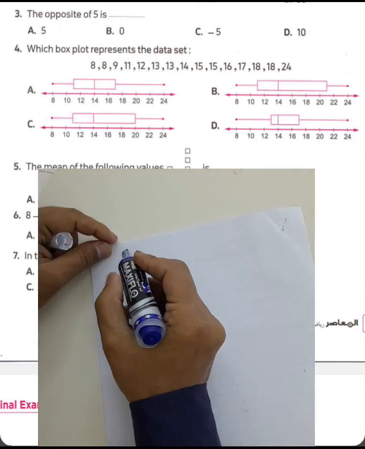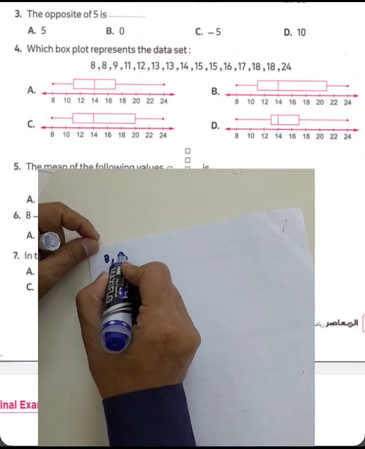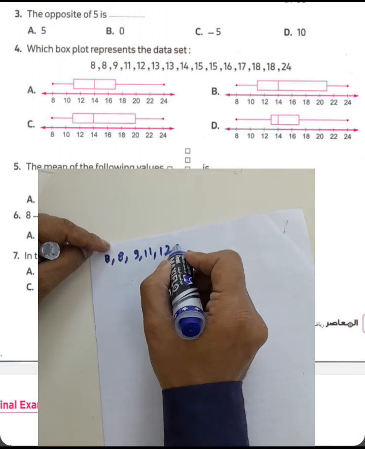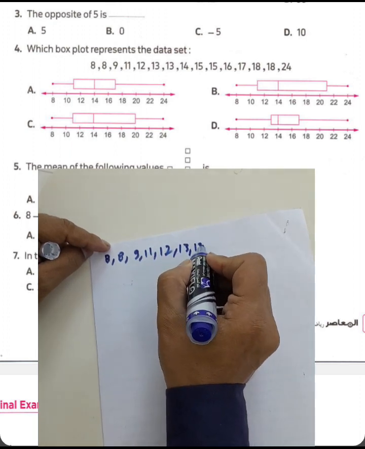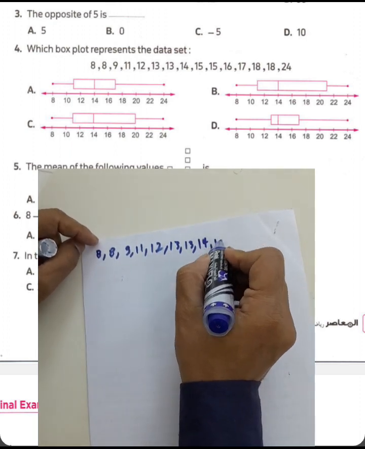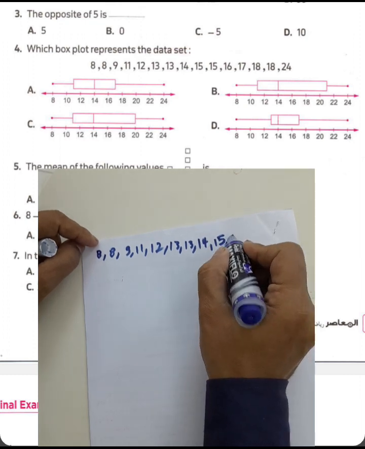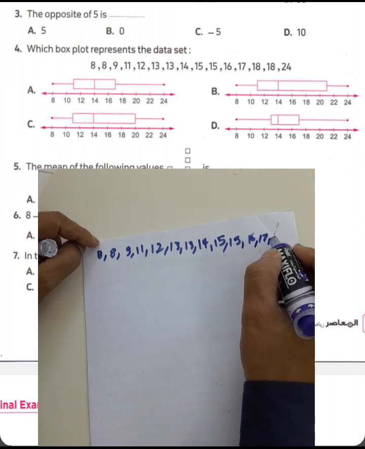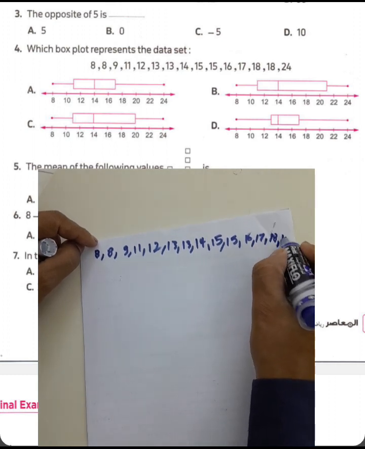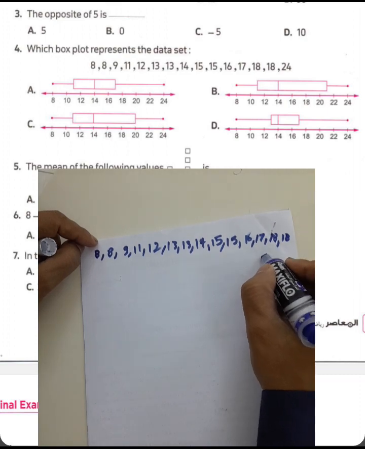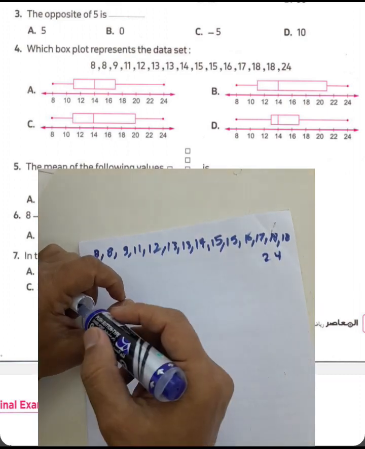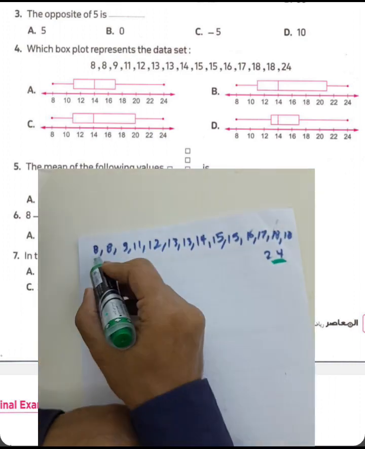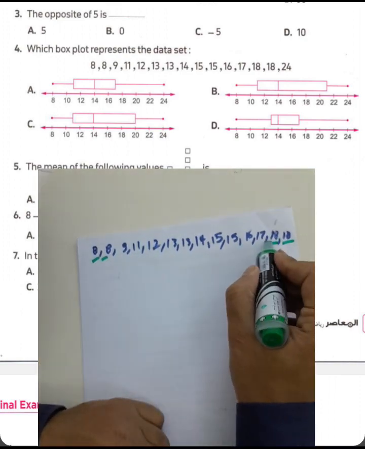We have the numbers here: 8, 9, 11, 12, 13, 14, 15, 16, 17, 18, and the last one, 24. Okay, we can find the median from all the numbers here by cancelling number by number from both sides, and number here by number here.